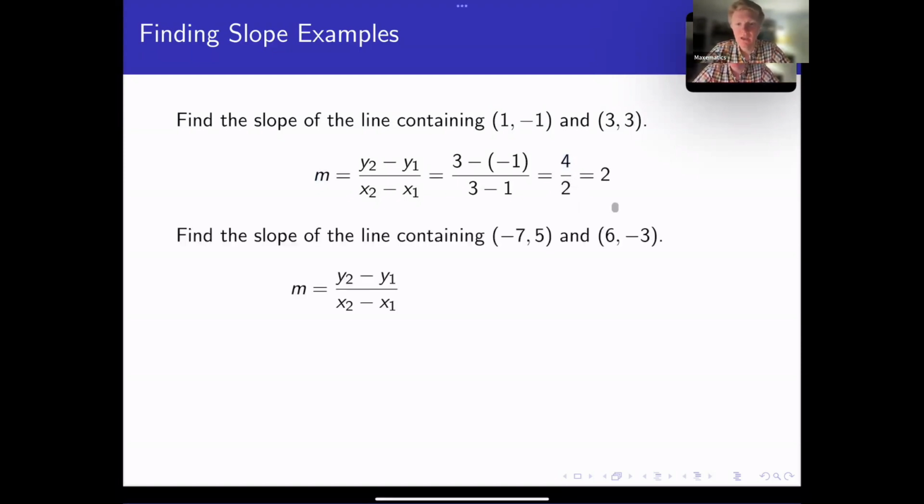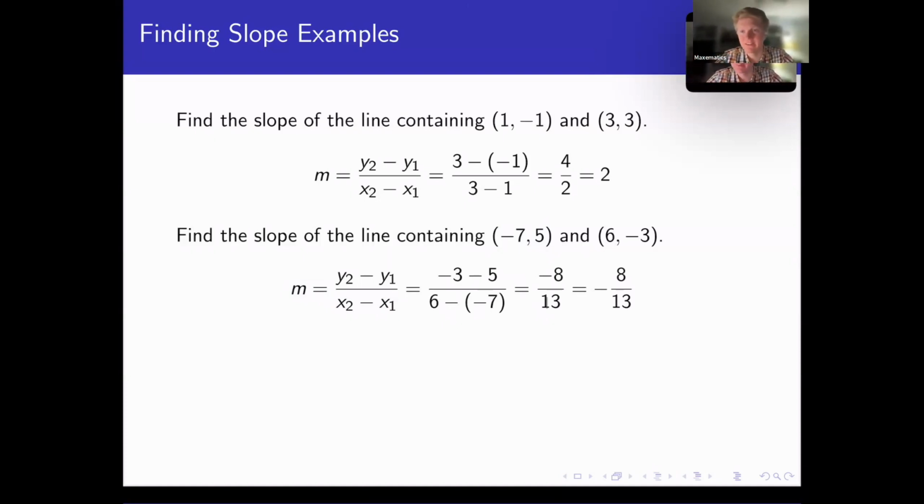Okay, let's do another one. -7, 5 and 6, -3. Well, we know what the slope equation is, so we don't need to keep remembering it each time. But here we go. Same thing. Let's subtract the y's. -3 minus 5 over 6 minus -7. 6 minus -7 is addition, so 6 minus -7 is plus. $3 in debt, spend $5 more, you're $8 in debt. So 6 plus 7 is 13, or just -8/13. So both of these would be correct.